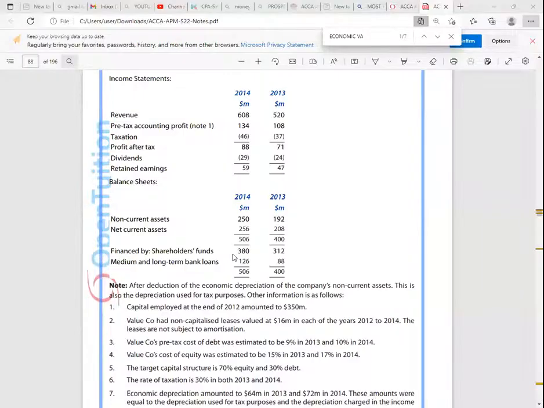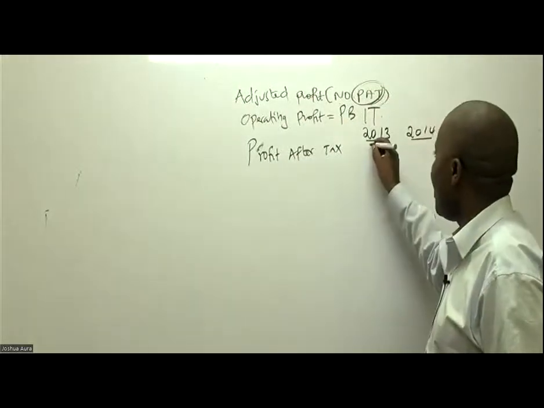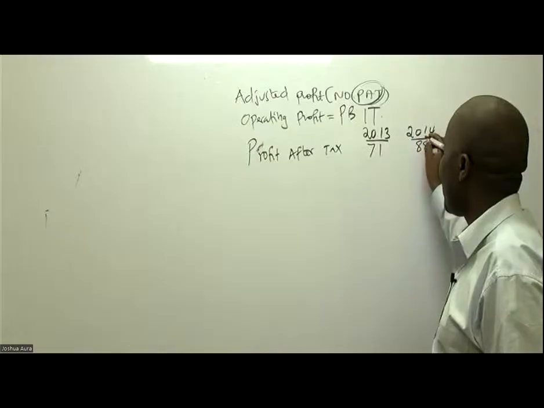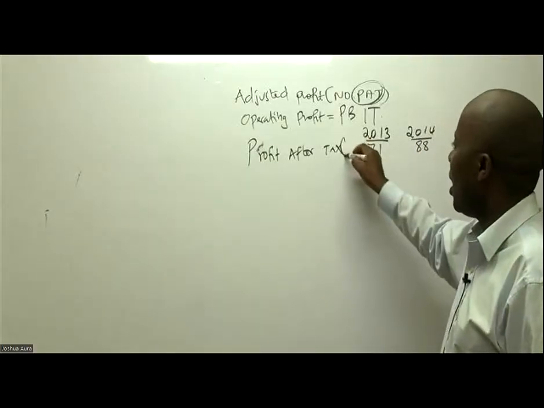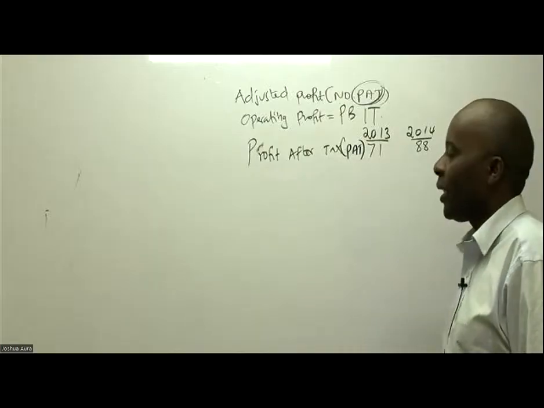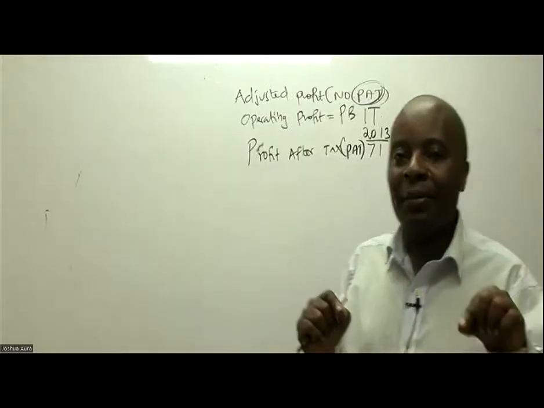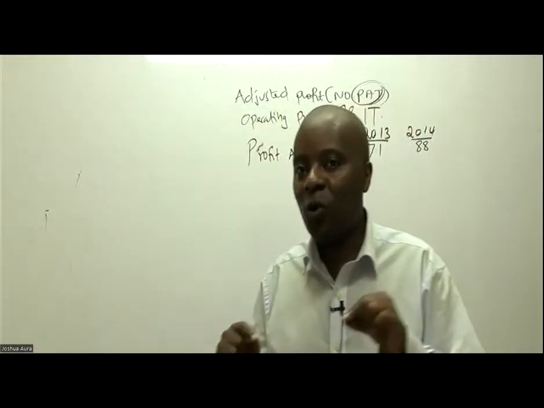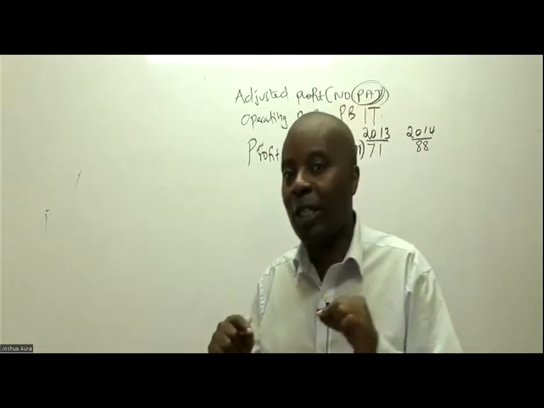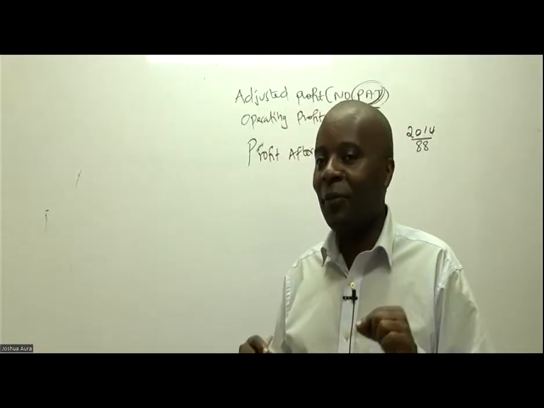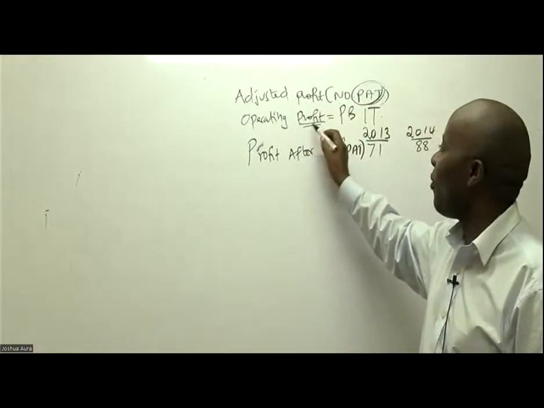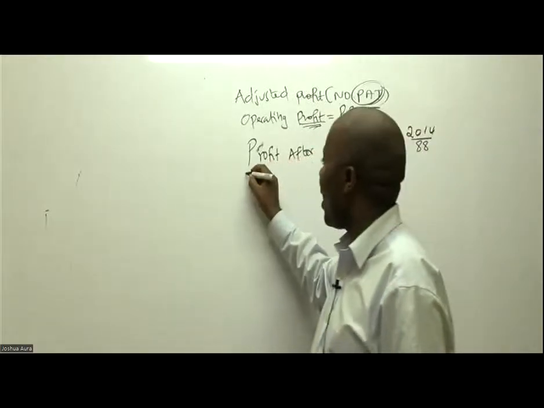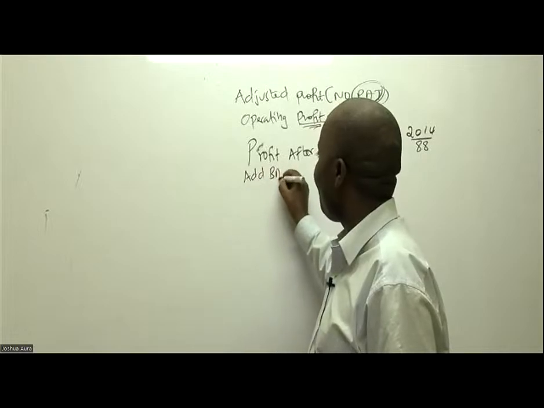Oh, yes. I can see 2013 profit after tax is 71 versus 88. So we have here 71 versus 88. That is profit after tax. Now, ladies and gentlemen, remember here, I've deducted interest. Because I deducted interest, I need to add something back, because what we want is operating profit. So we need to add back interest.